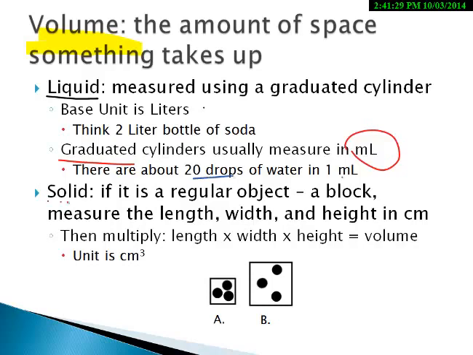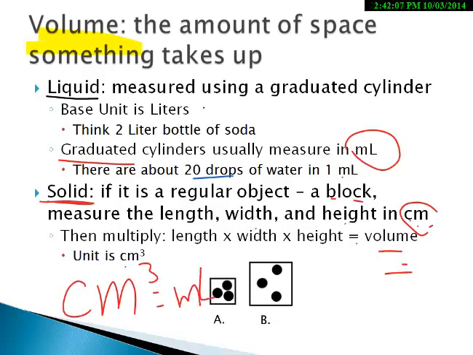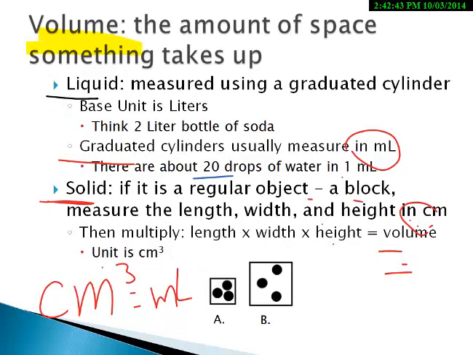If you're measuring the volume of a solid, that's a little bit different. We did this in lab. Okay, if it's a regular object like a block, you're going to measure the length, the width, and the height, and of course you measure it in centimeters. And then all you do is multiply length times width times height, and you get the volume. And the unit you would use would be centimeters cubed. Now remember that a centimeter cubed is exactly equal to a milliliter. Okay, they are exactly the same size. So that makes it easy. If you are measuring a solid, you can compare it to the milliliters of a liquid.